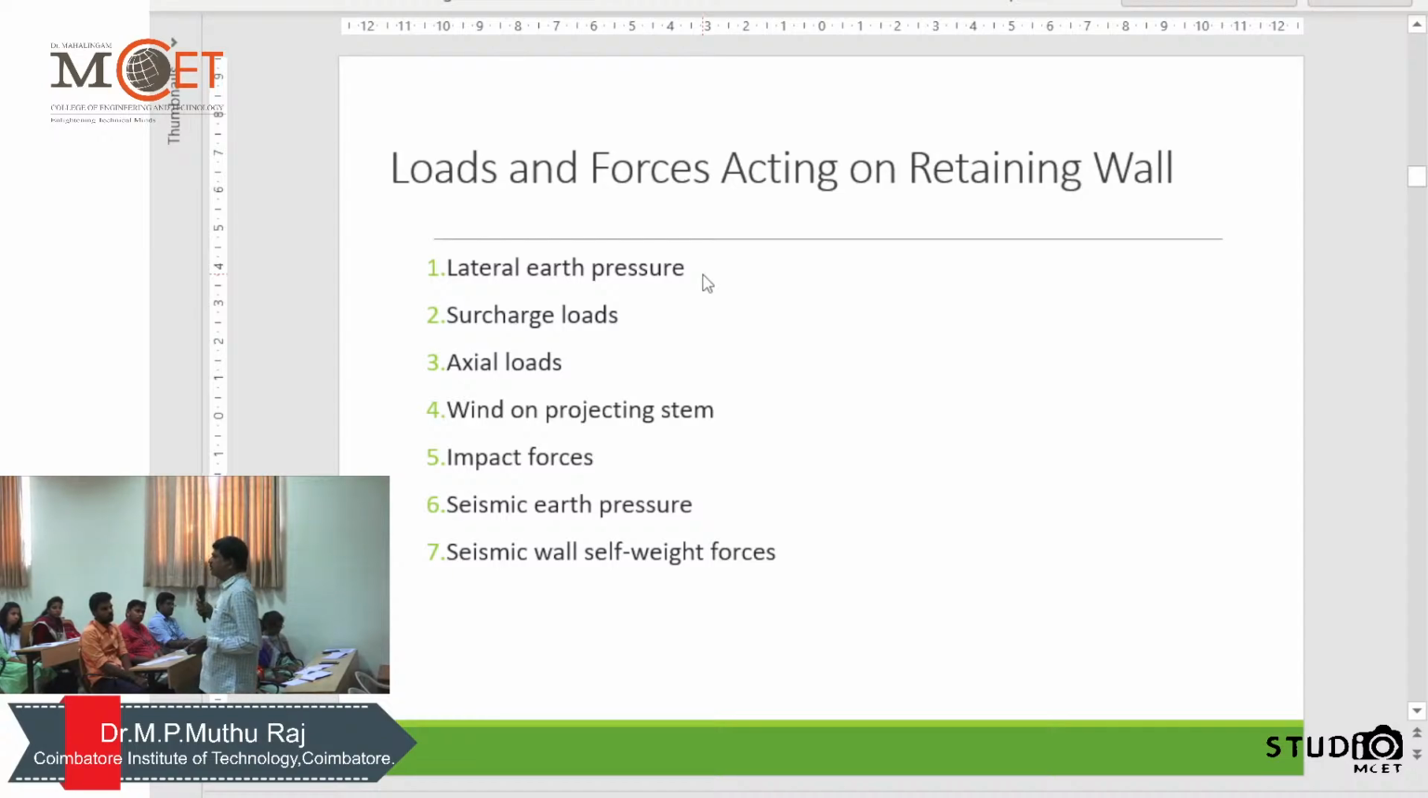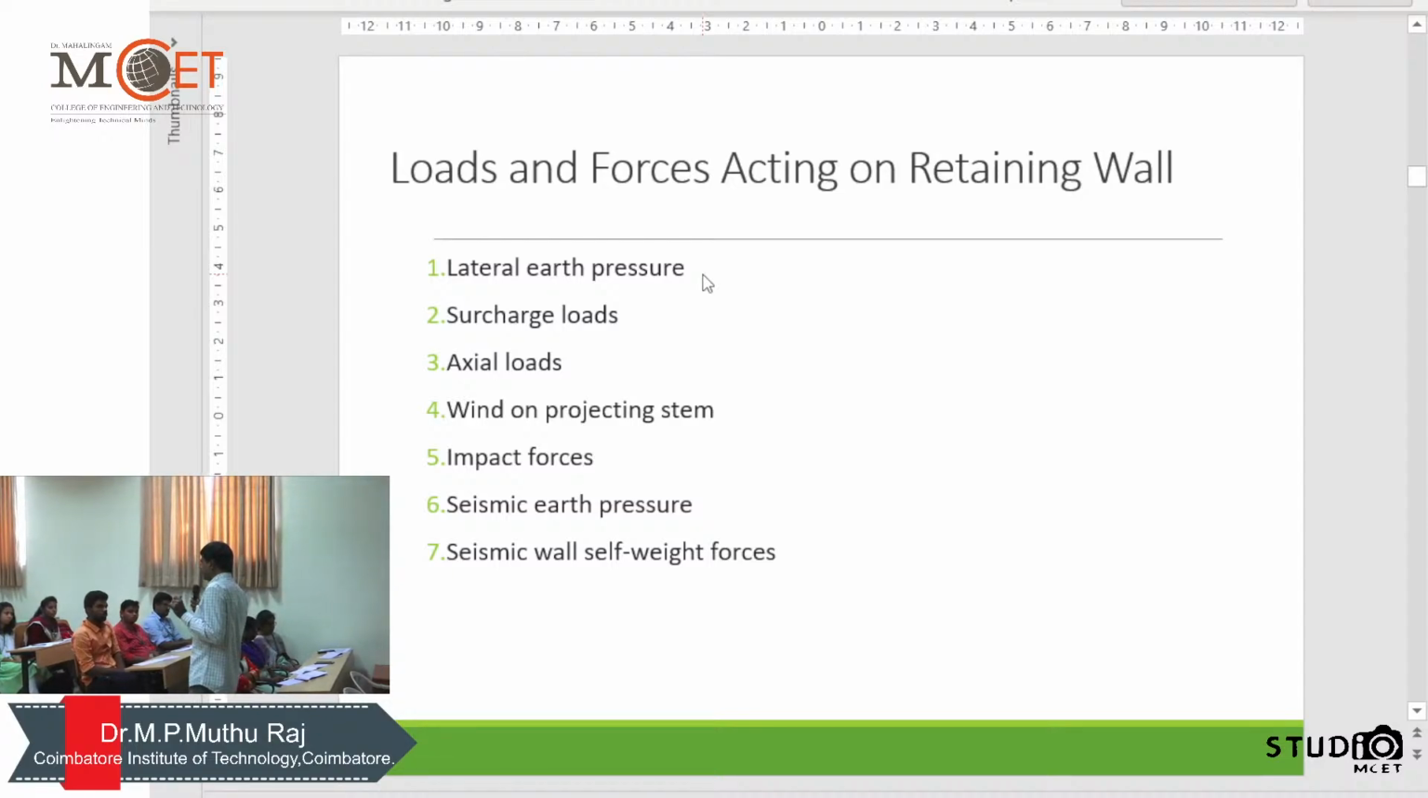Surcharge load is nothing but, because you know that when you are constructing a retaining wall, even very small retaining walls we construct, even for 3 feet, 4 feet also we will construct. When you go to a railway station, all the platforms are made of retaining walls for a height of 4 or 5 feet. So there you have a lot of weight. The retaining wall not only has to resist the horizontal load, you have surcharges also. So that is one simple example.